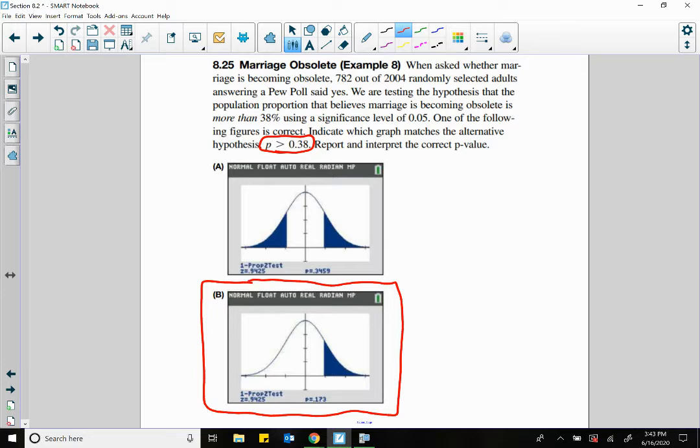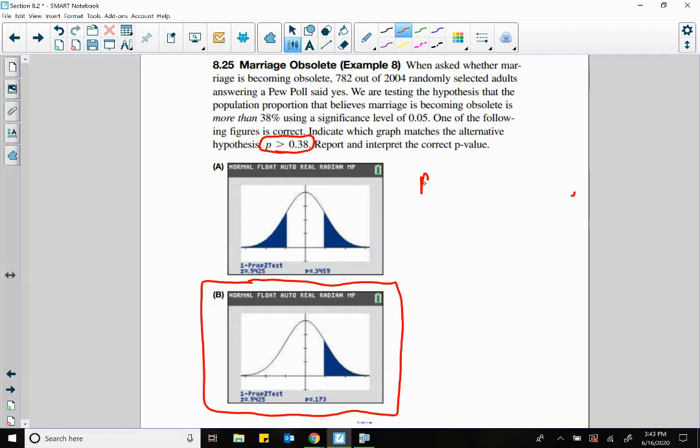So that's the first part. We've indicated the graph that matches. Now, part 2, we want to report and interpret the correct p-value. They're going to ask you to tell us the p-value and make sure that you round accordingly, because sometimes it says 2 decimals, sometimes it says 3, sometimes it says 4. You'll report the whole thing. And this one, I think they are having us report as 3 decimals.